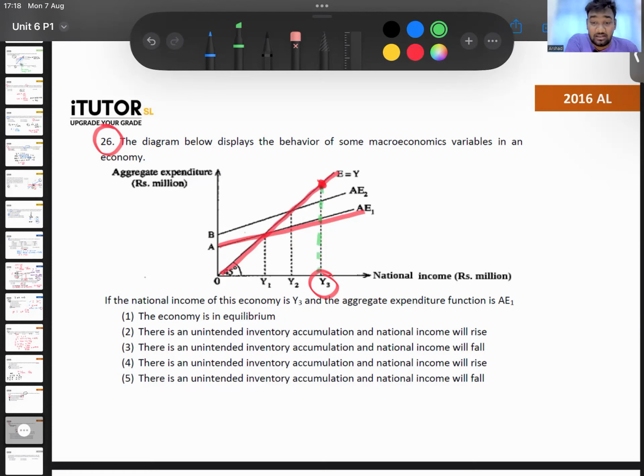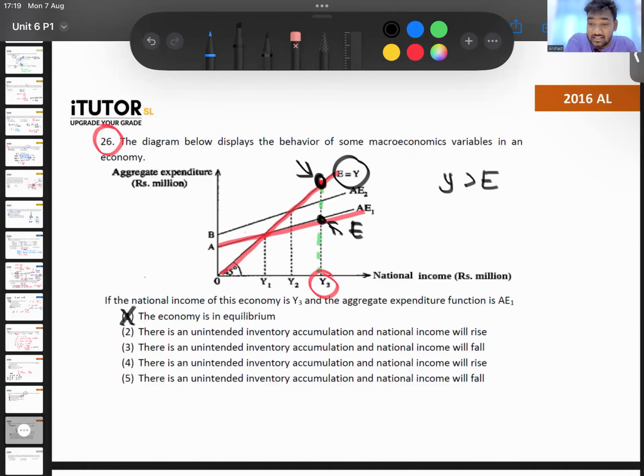Can you say answer number 1? Economy is at equilibrium? No. Now think and tell me, remember I've told you, this Y equals E line, think of this as your output. There is this much of an output, but people are willing to spend only this much, the expenditure. So the Y is greater than the expenditure. This is your expenditure.